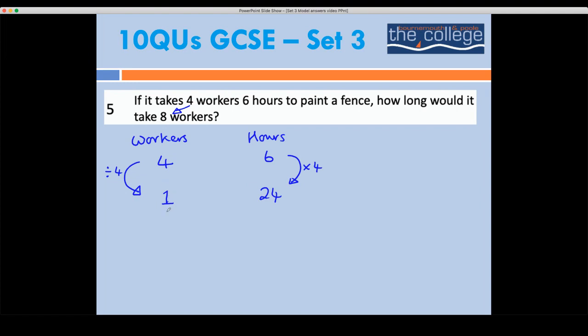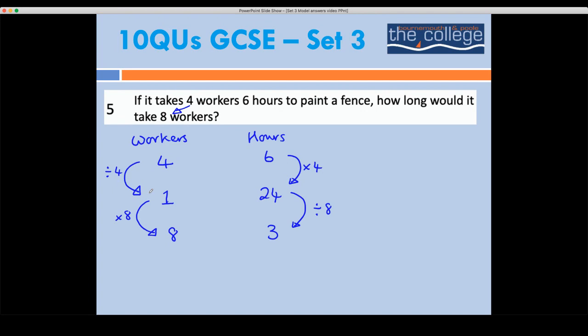Okay, so we are now going to use our 1 worker to get to 8 workers. So 8 workers there. Now to get from 1 to any number, we just multiply by that number, so times 8. Now because it's inverse proportion, we are going to do the opposite. So we're going to divide by 8. So 24 divided by 8 is going to give us 3.